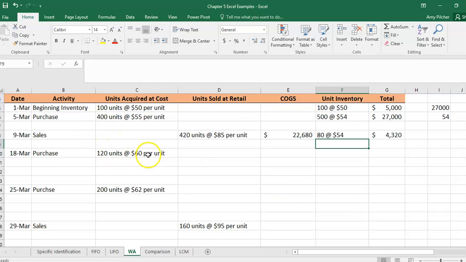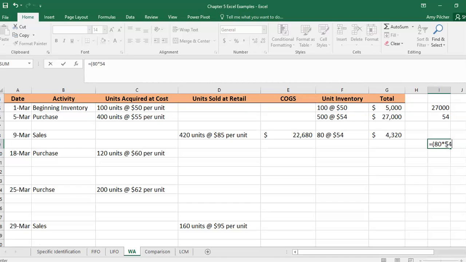Then we buy another 120 units at $60 per unit. So we need to calculate a new average cost. So we take our 80 times 54 plus 120 times 60 gives us $11,520. We take that and divide it by 200. 80 plus 120 is 200. We now have an average cost of $57.60 per unit. Now we have 200 units at an average cost of $57.60 per unit.